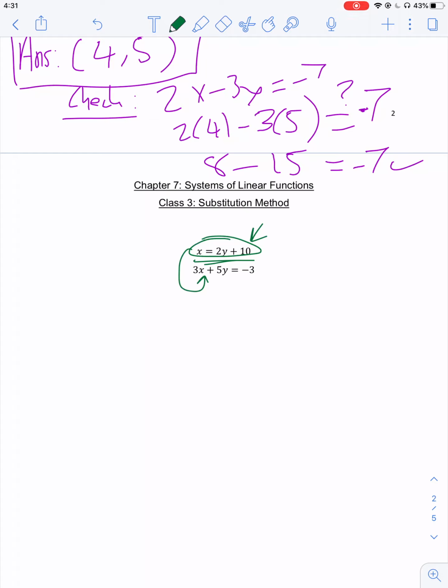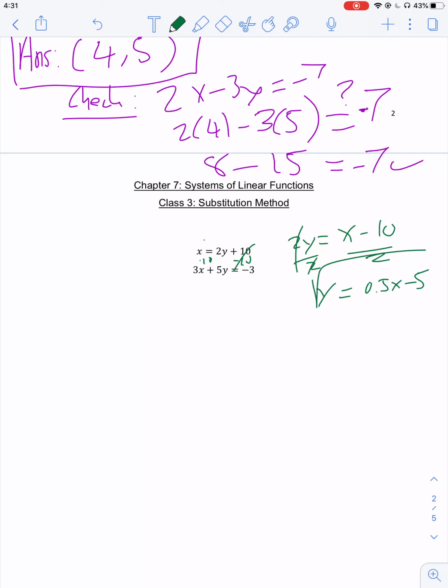I could make a substitution for y, but that would mean that I would have to solve for y first, right? So you would have to do minus 10 and minus 10, and then you're going to get 2y is equal to x minus 10, and then divide by 2, right? So y will equal 0.5x minus 5, and then you can make the substitution down here, right? You could do that, but that's a lot of work.